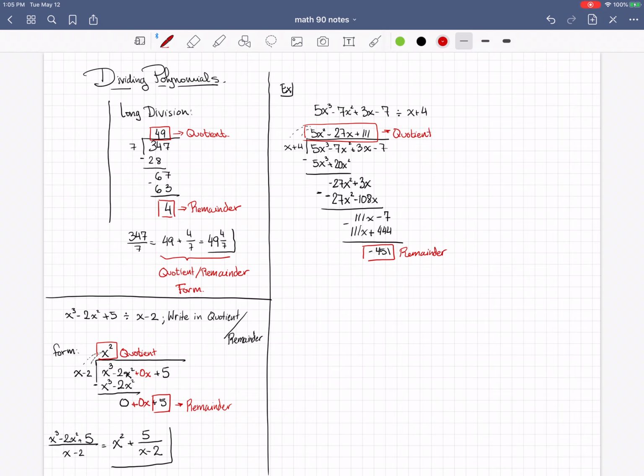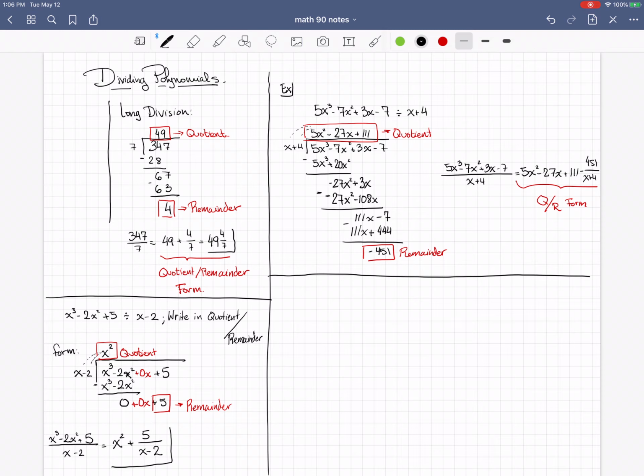So in quotient remainder form, we can say 5x cubed minus 7x squared plus 3x minus 7 divided by x plus 4 is equal to 5x squared minus 27x plus 111 minus 451 over x plus 4. So I just want to highlight that. This is the quotient remainder form. All right.